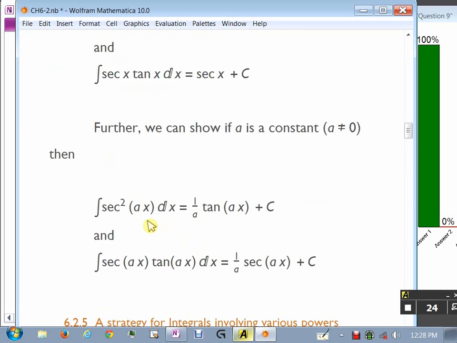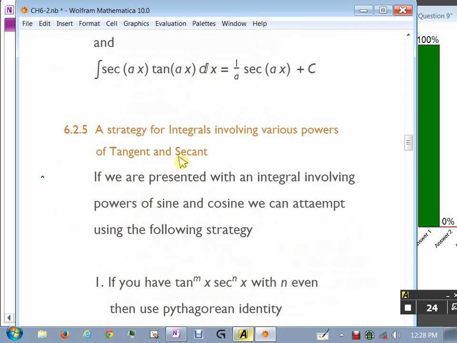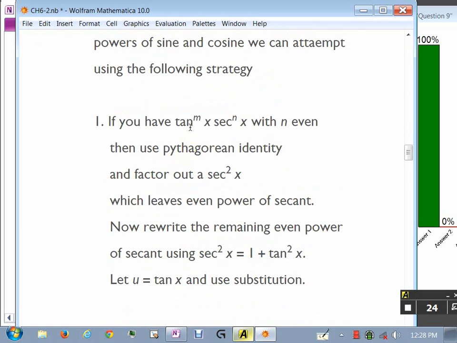Okay. And now if you ever have secants and tangents together, raised to powers, there's another set of approaches, strategies for those, and they are the following. If you have tangent to an m power and secant to an n power, with n being even, we use the Pythagorean identity, we factor out a secant squared, which leaves us an even power of secant. We rewrite using this identity instead. So do you see this is very much the same approach, just using different identities? Understand?